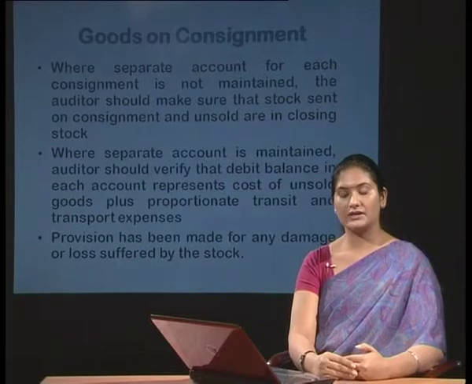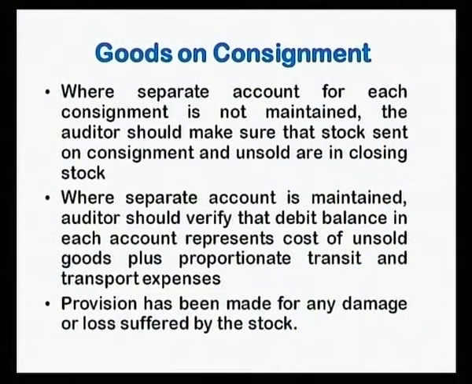So, where a separate account for each consignment is not maintained, the auditor should make sure that stock sent on consignment and unsold is included in closing stock. Secondly, where a separate account is maintained, the auditor should verify that the debit balance in each account represents the cost of unsold goods plus proportionate transit and transport expenses. Provision has been made for any damage or loss suffered by the stock.